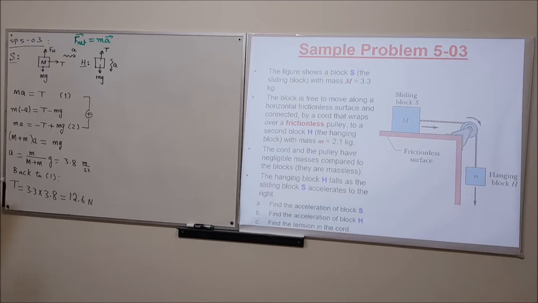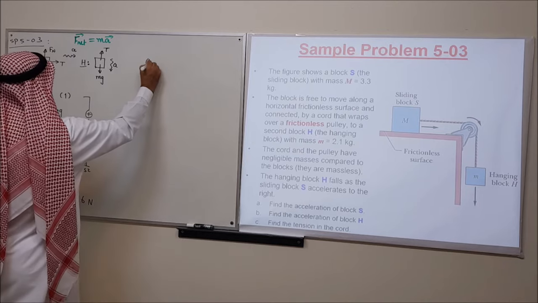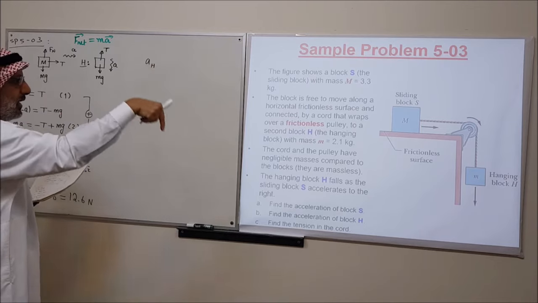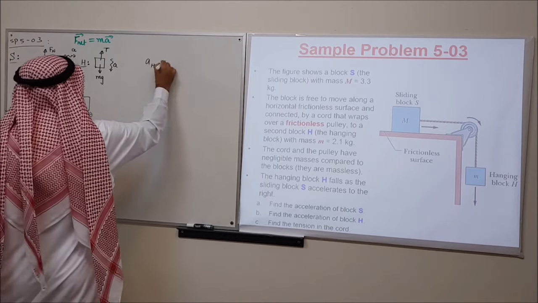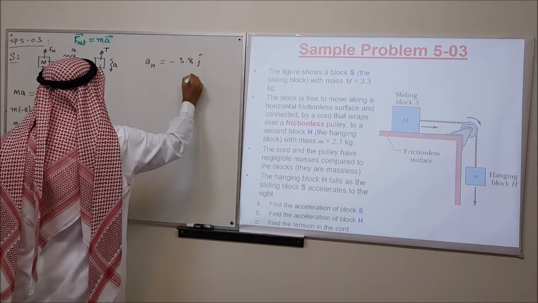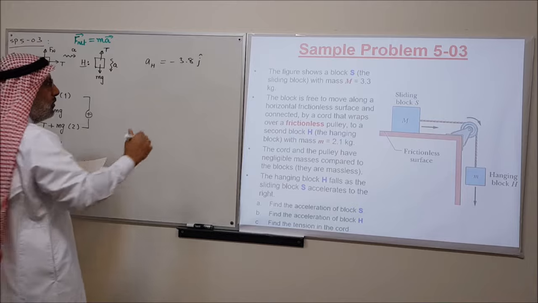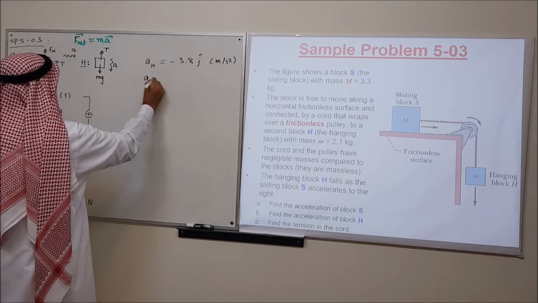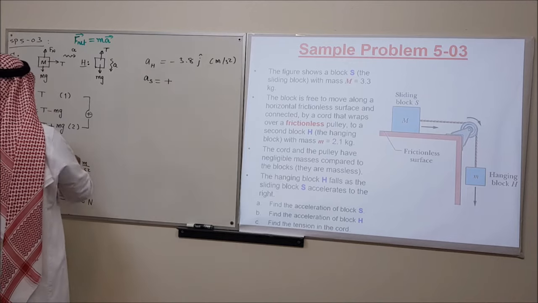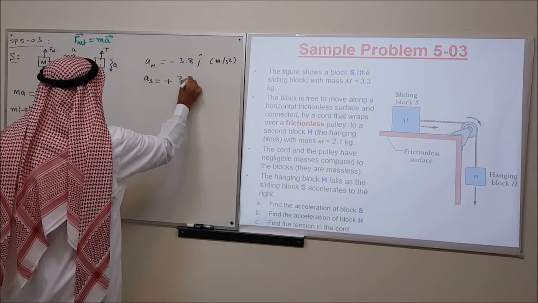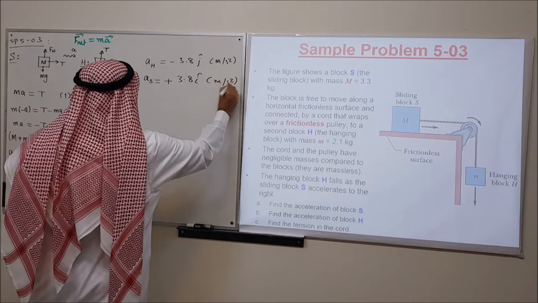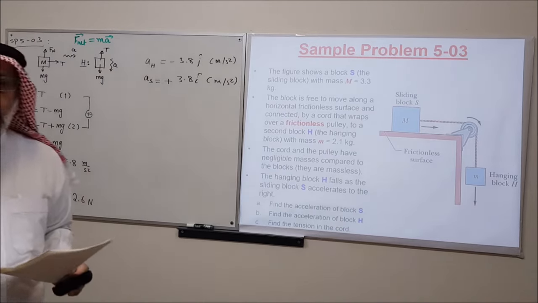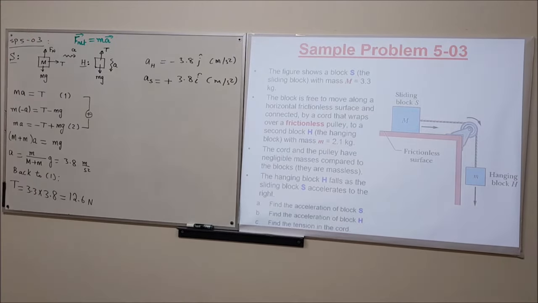Now if you want to be more specific, the acceleration of the hanging mass is going in the negative y direction, so it will be minus 3.8 j, or 3.8 downward, depending on how the language of the problem is phrased. The acceleration of the sliding block is in the positive x direction. It's the same magnitude, 3.8 i meters per second squared, or 3.8 meters per second squared rightward. It depends on how the language is phrased. So this is the first example we have on the application of Newton's laws.